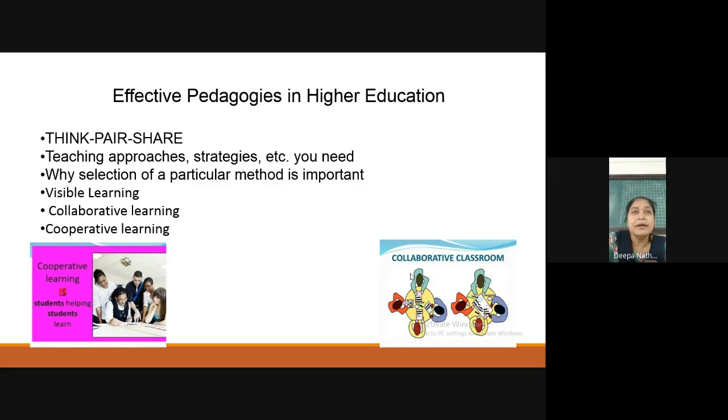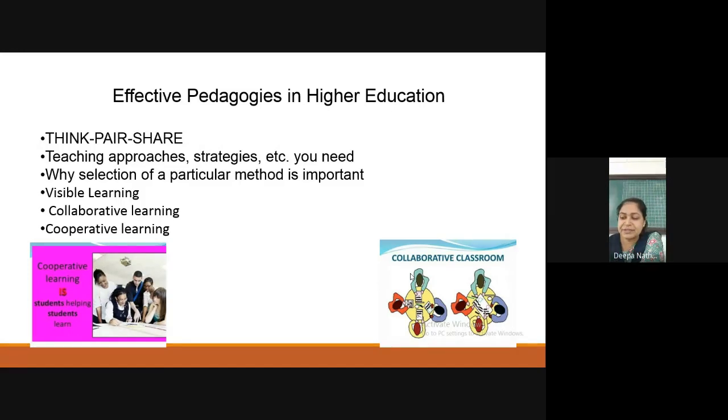Visible learning: I have a slide for visible learning, but it is a way of understanding things. If I go on continuously delivering content, that will distract half of the people. If you have something visible on the screen, at least 5% more of the people will be engaged in that too. Next, we have collaborative learning and cooperative learning.